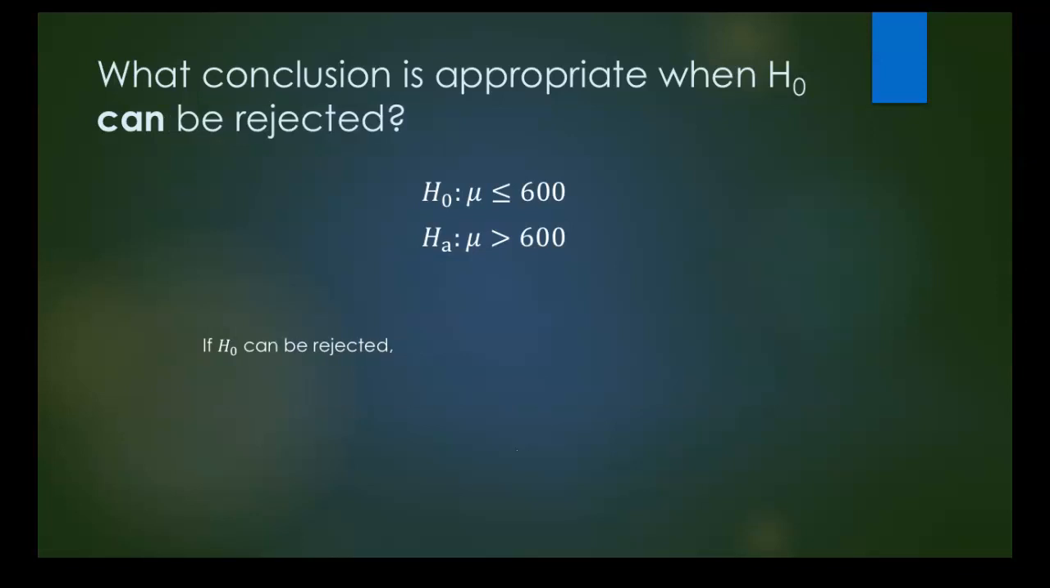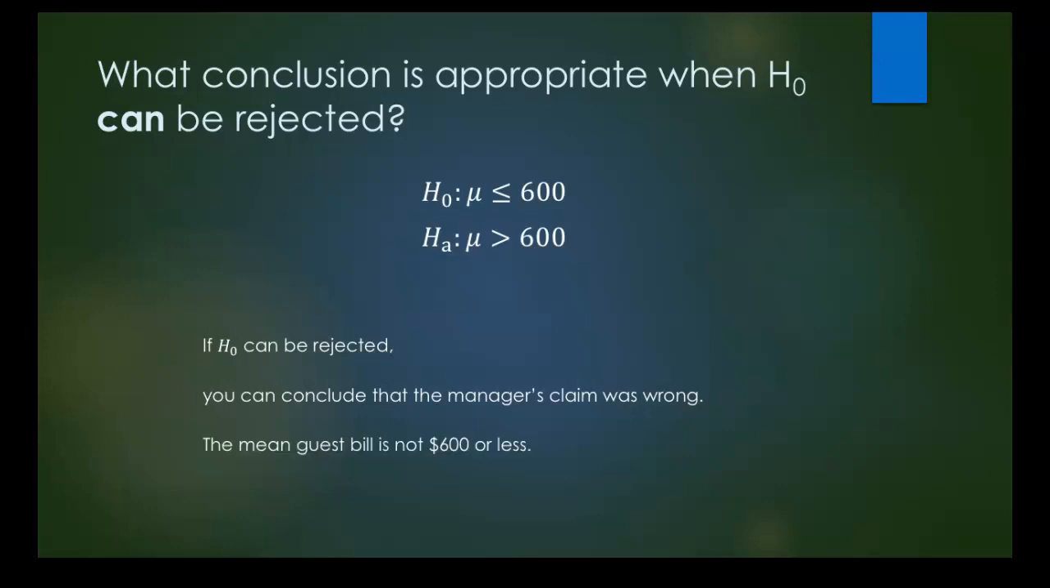What conclusion is appropriate when the null hypothesis can be rejected? So if we can reject the null hypothesis, you can make the conclusion that the manager's claim was incorrect and that the mean guest bill is not $600 or less.